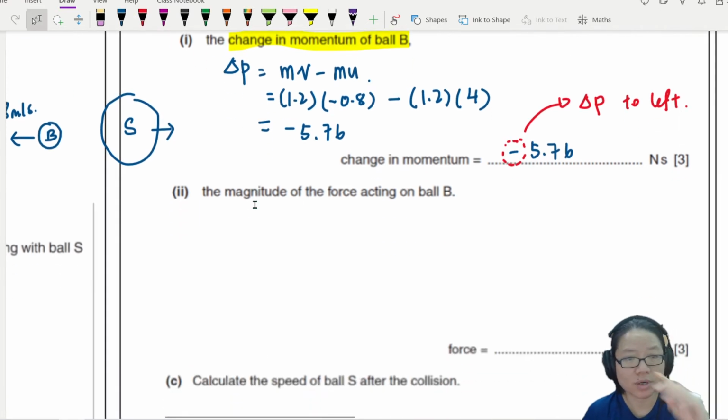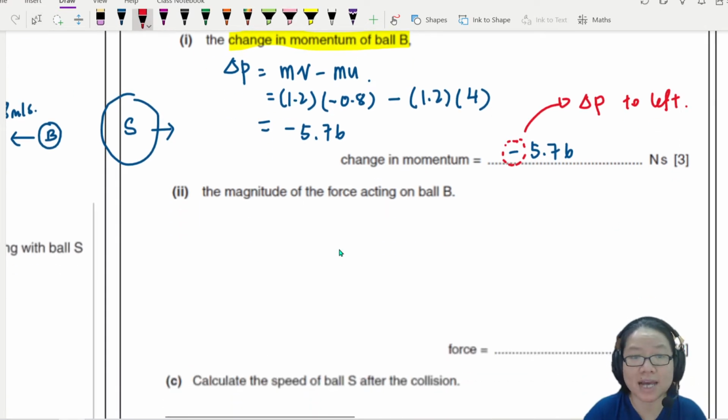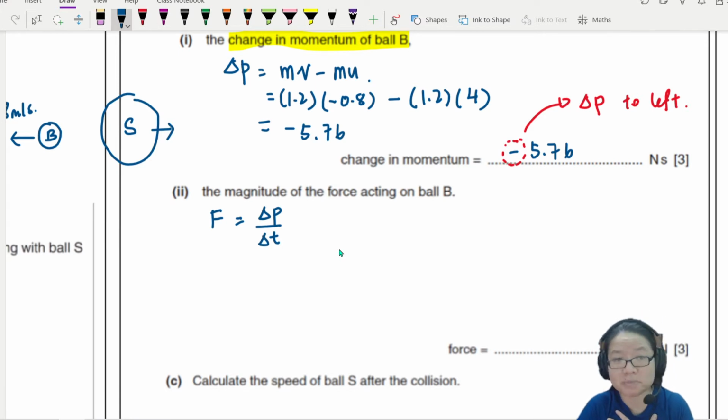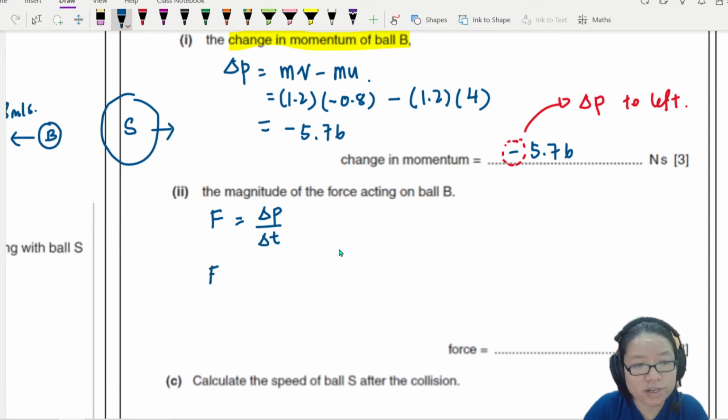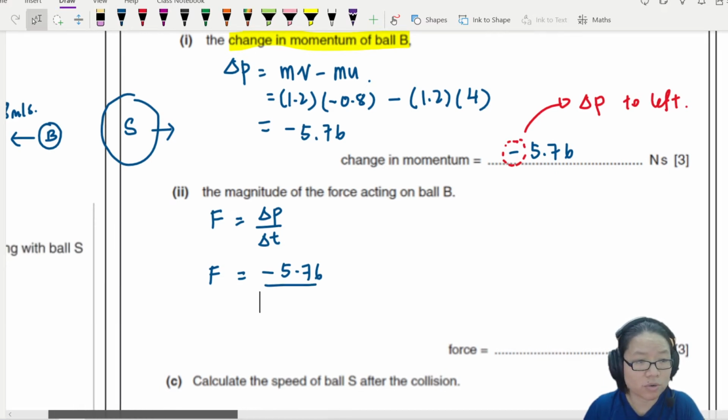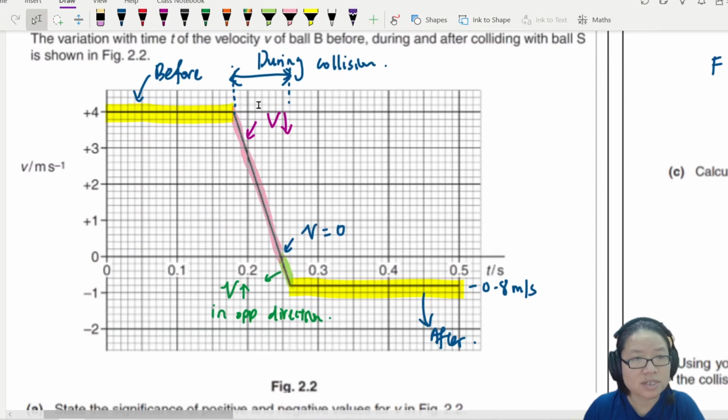So part 2, calculate the magnitude of the force acting on ball B. You should know by now from Newton's second law, force is change in momentum over change in time. Rate of change in momentum is better, but this is good enough. So to find the force, I need the change in momentum, which is negative 5.76, I found it in the front part, divided by the time. Well, we know the time during collision.